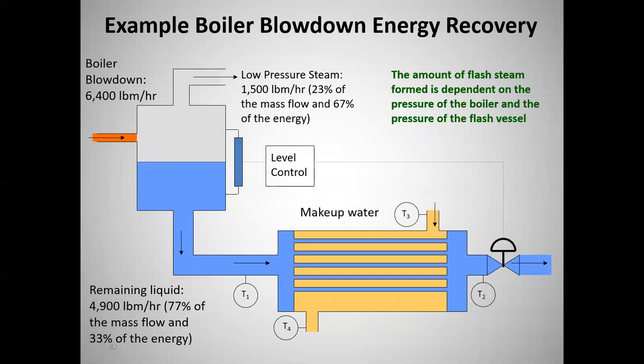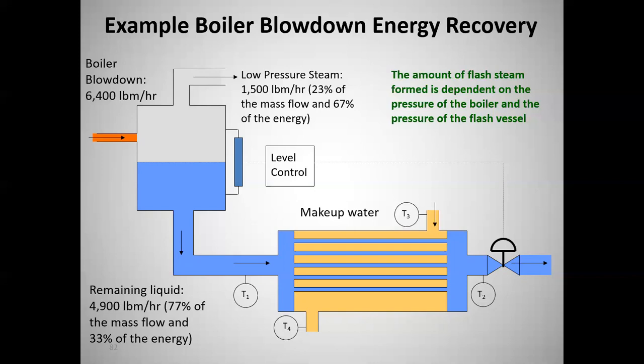To put numbers to it, your boiler blowdown at 6% was 6,400 pounds an hour. We get 23% flashes, so that's 1,500 pounds an hour. 1,500 pounds an hour is a pretty good steam flow. And that represents 23% of the mass, but 67% of the energy, because that steam is so energetic. Again, nominally, it's probably 900, 950 BTUs a pound going out.